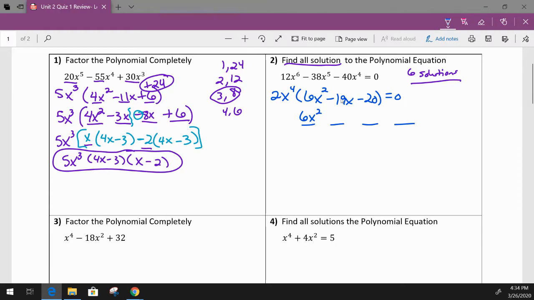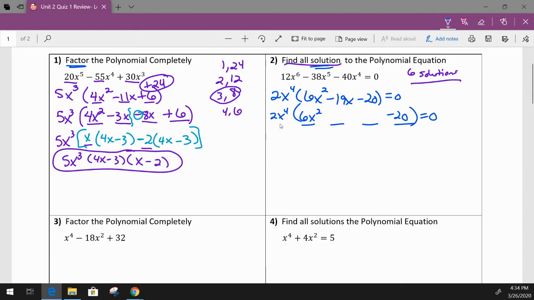So 6x squared comes down. Your first term and your last term stay the same. I was just thinking I forgot the equal 0 in problem number 1, but problem number 1 is just factoring. Problem number 2 is solving. There is a difference between the two. So for this problem, we do want to maintain that equal 0. And don't forget this 2x to the 4th that we're bringing down.